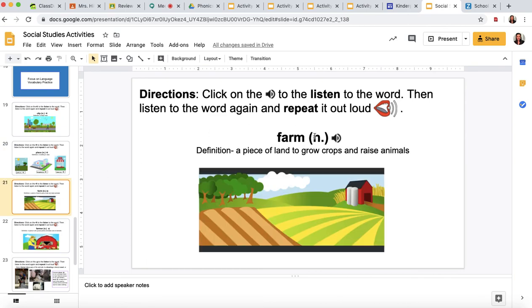Slide 21. Farm. Say the word farm. Farm is also a noun. A farm is a place, right? It is a piece of land to grow crops and raise animals. And you see an illustration of a farm right here.